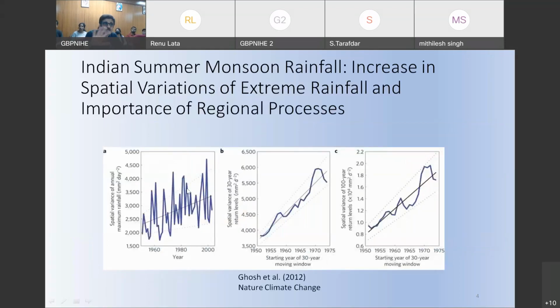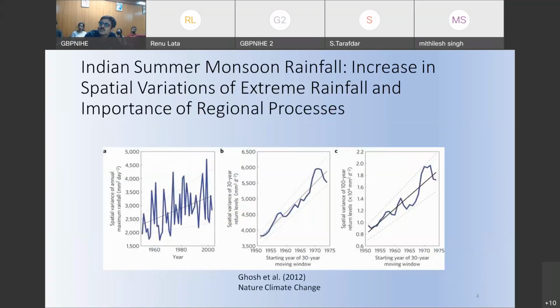Yes, now I'll come back to Indian summer monsoon. Indian summer monsoon rainfall is a topic where large scale circulation got a lot of attention. Of course they are important because monsoon is a part of large scale circulation. Yes, that is important. But what happened? The local scale factors were always neglected.